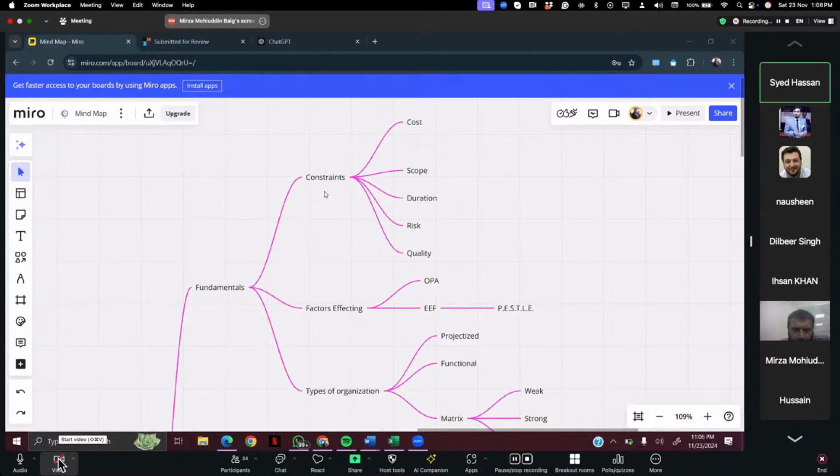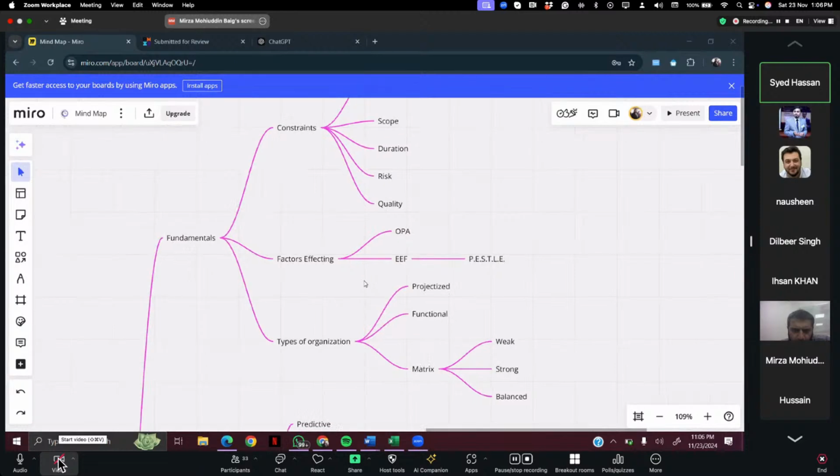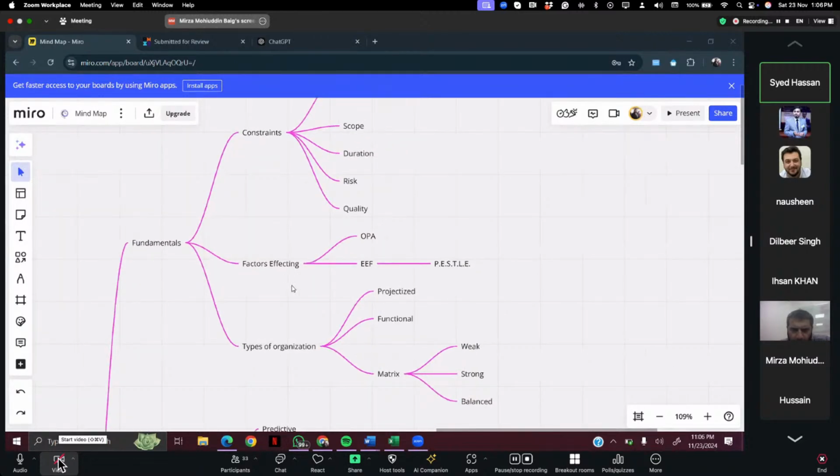Under the fundamental, what are the basic fundamentals for the PMP? What we are getting is constraint. Under the constraint: cost, scope, duration, risk, quality, schedule, and customer satisfaction, which is missing there. The other fundamental thing is factors affecting the projects: OPA and EEF, the factors affecting the organization. All the things which come under EEF are PESTLE.